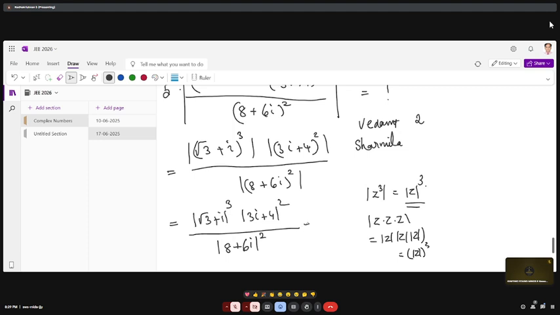And now it is easy to find out the modulus of each of these numbers. Root 3 plus i, what is the modulus of root 3 plus i? Square root of x square plus y square. So here x is root 3.